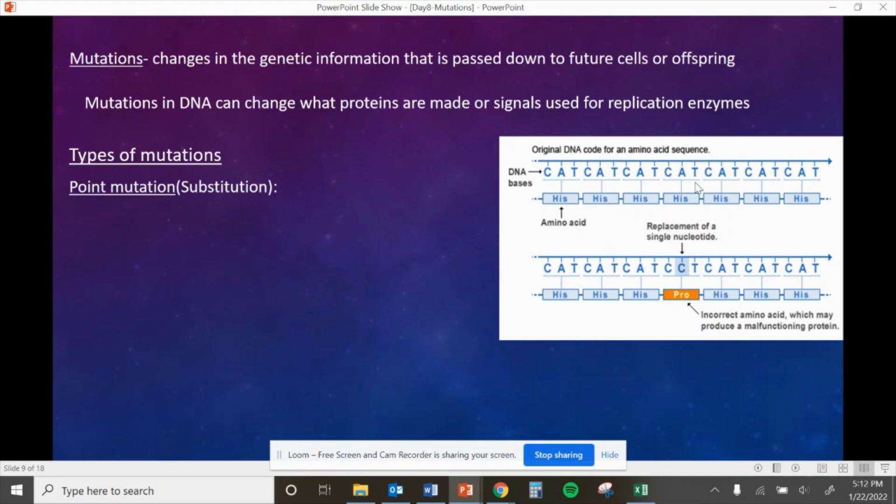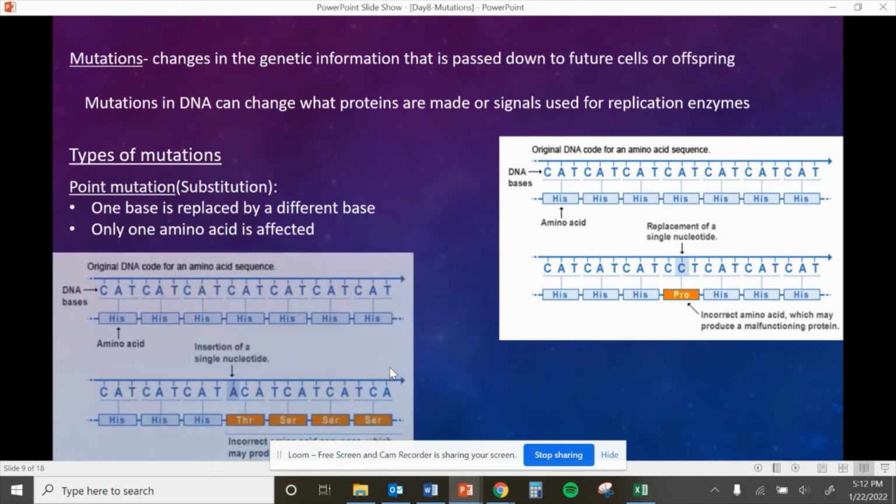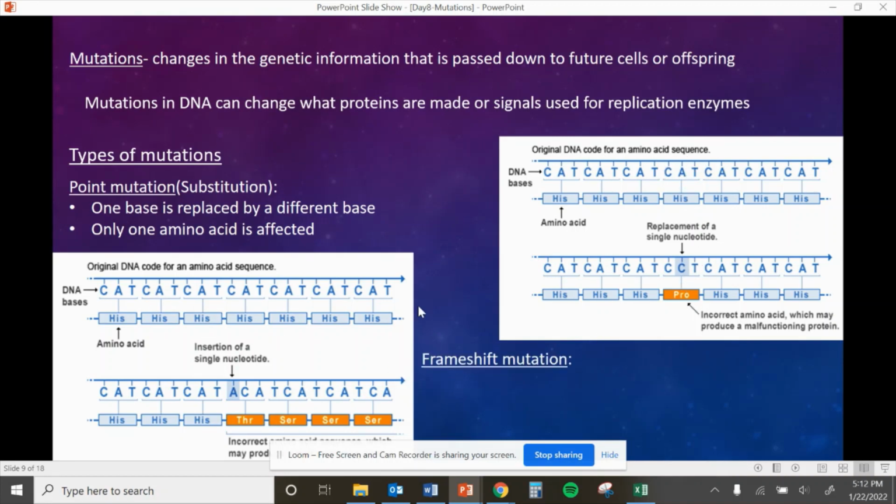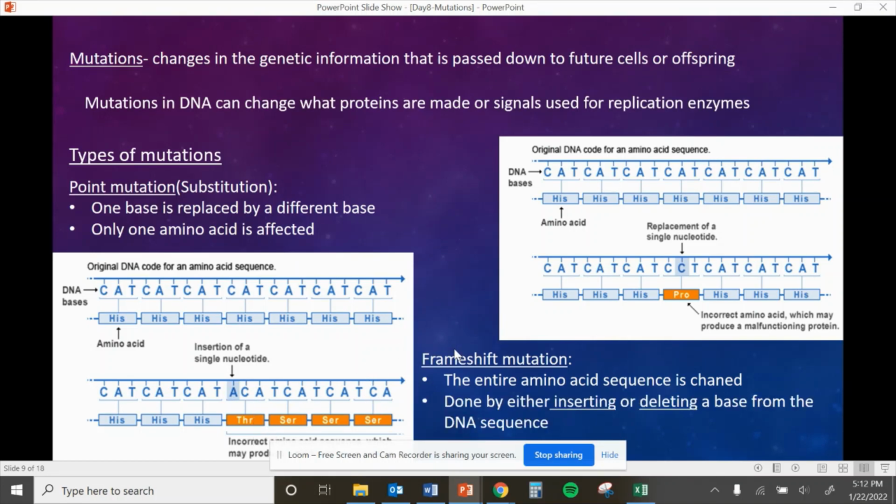So in this sequence, we had an A here that's changed to a C. Okay, so one base replaced by another one. In these, only one amino acid is changed or affected because we're only changing that particular codon. Okay, we can also have types of mutations called frame shift mutations. These are going to cause the amino acid sequence to change, and they're because we are either inserting or deleting a base from the DNA sequence.